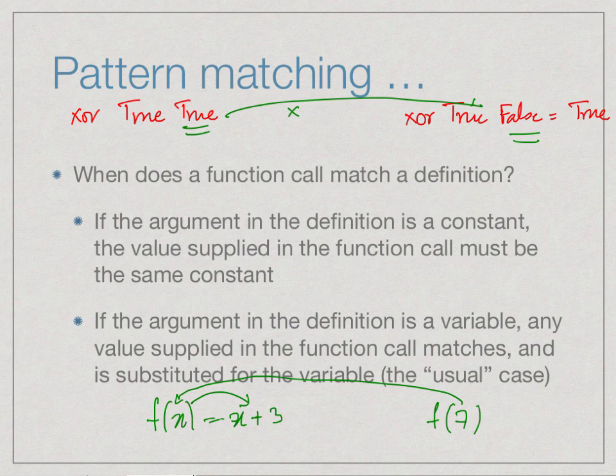Right? So this is the usual case, but what is the unusual case in Haskell is that I can give these constant patterns and say that if my variable is of a fixed value, then that pattern will be matched and that definition will be used.